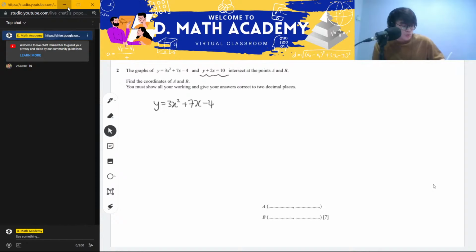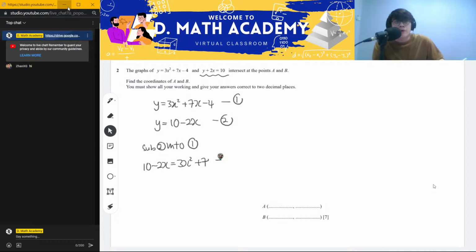So your equation after the readjustment, you ended up with 10 minus 2x here. This is your equation 1 and this is your equation 2. With that, sub 2 into 1. So again, you get 10 minus 2x equals 3x squared plus 7x minus 4. Rearrange it properly, then you will get your results here.